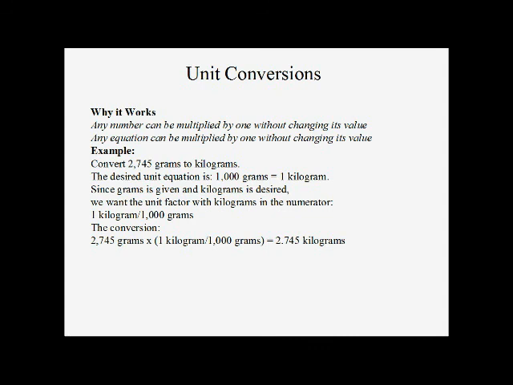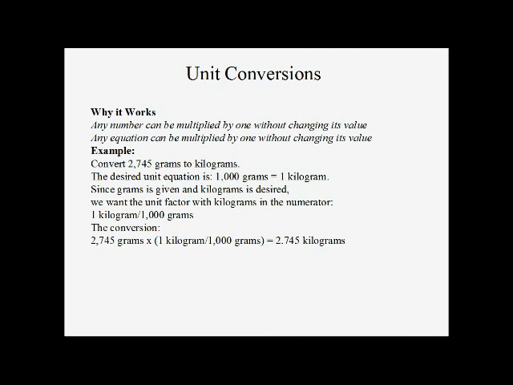So if we want to convert 2,745 grams to kilograms, we have grams and we want kilograms, so we need a relationship between them. That is 1,000 grams equals 1 kilogram. We want to get rid of grams, so we need grams in the denominator. We turn our equation into a unit factor by dividing by 1,000 grams. We get 1 equals a kilogram over 1,000 grams.